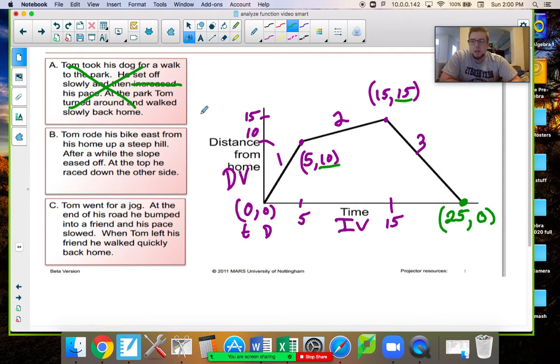Tom rode his bike east up a steep hill. That makes sense, that's a pretty steep hill. After a while, the slope eased off.